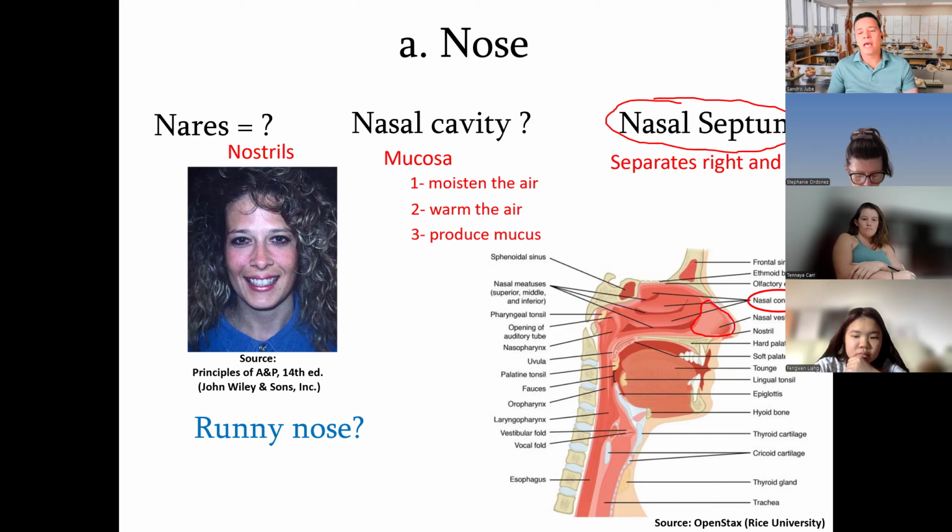Now, what happens when we have an allergy, or a cold and a runny nose? Well, we have an inflammation of the mucous membrane that lines the nasal cavity. One of the hallmarks of inflammation is the overproduction of fluid. So the runny nose that we have is due to the inflammation of the nasal mucosa.